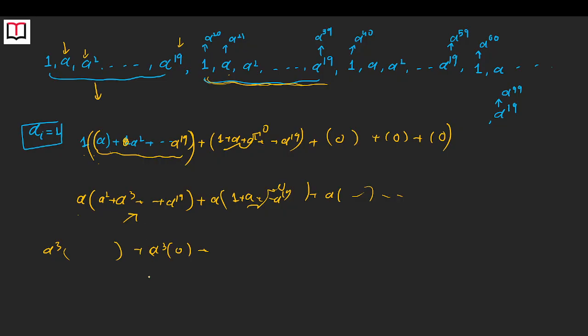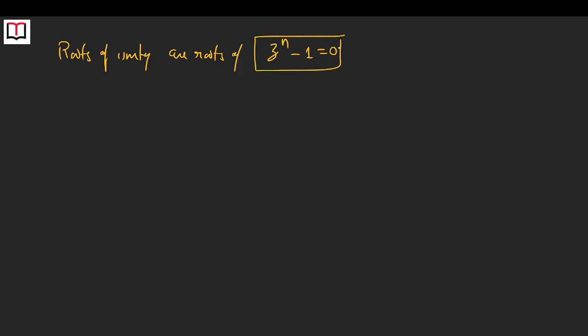So taken two at a time, and we know the sum of all the roots of unity taken two at a time is 0. All of you agree? Why? Because see, roots of unity are actually roots of which equation? Roots of z raised to the power n minus 1 equal to 0. Okay, so now if I write the sum of roots taken two at a time, it's 0.